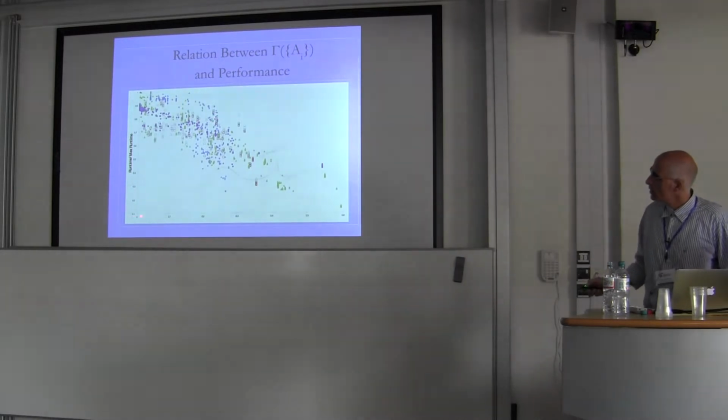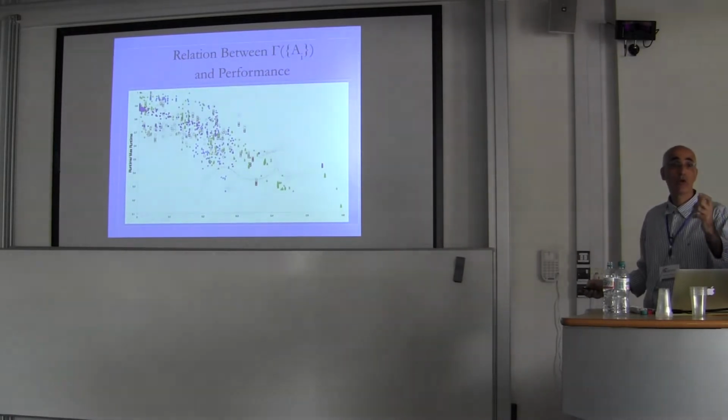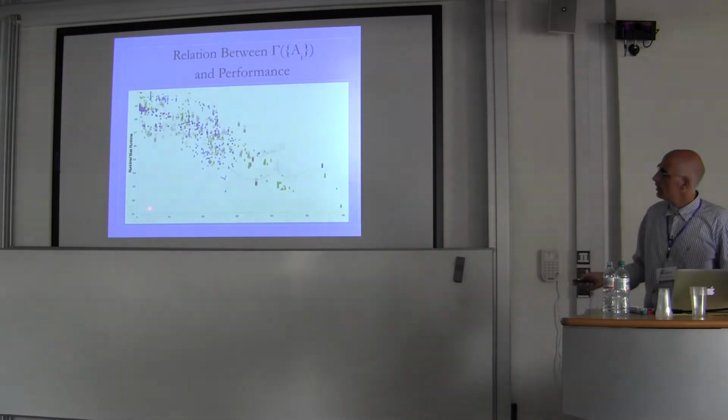What you see here is the value of this measure. As we move to the right, there are more pairs of actions that will commute. So your abstraction, your choice of the actions, leads to more actions that can commute. And here is the running time. As you see, there is a very clear trend. As the number rises, most problems that fall into this will be solved faster.